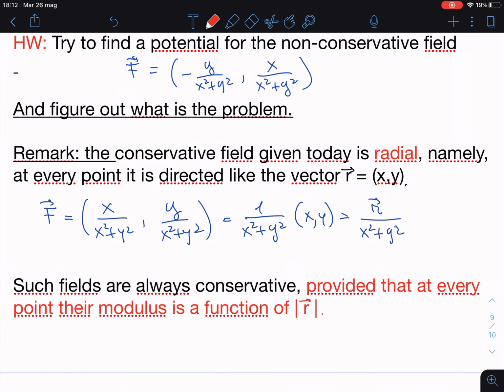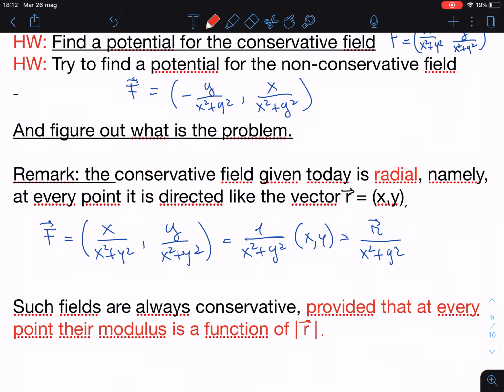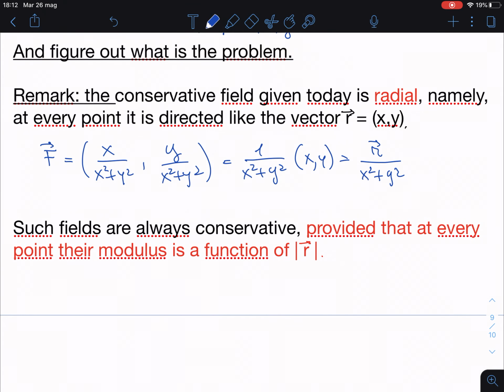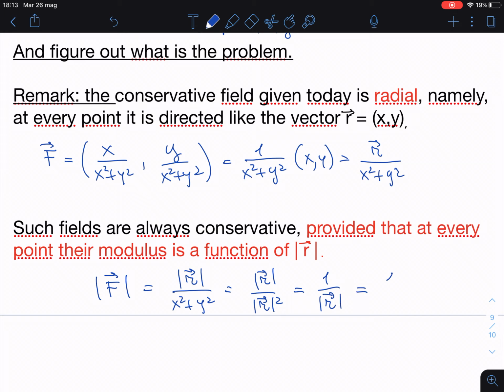Okay, so when you see a field like that, you immediately know that it is conservative. And for the modulus, here you have that the modulus of F is the modulus of r divided by x squared plus y squared, which means the modulus of r divided by the modulus of r squared. So this is 1 over the modulus of r, which is always written as 1 over r. Okay, so in this case you have conservativity, and this is very important in physics.